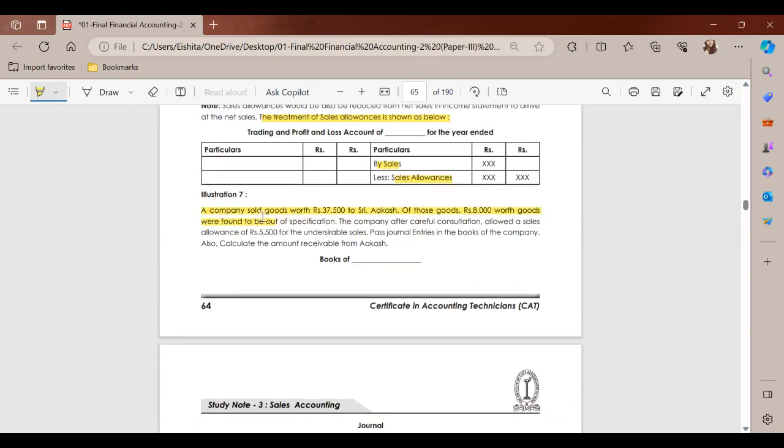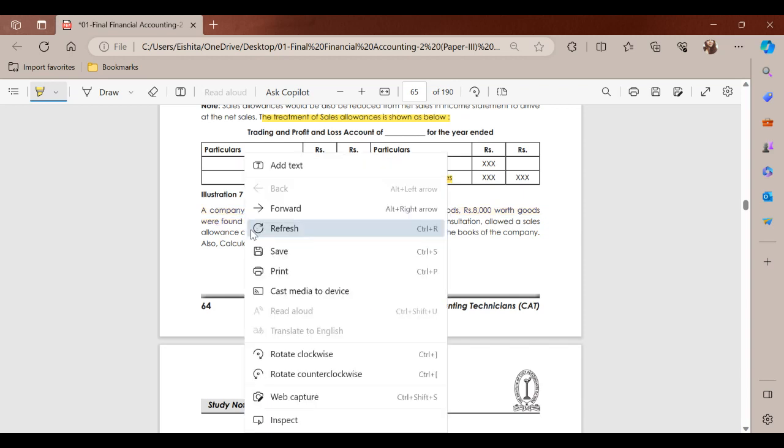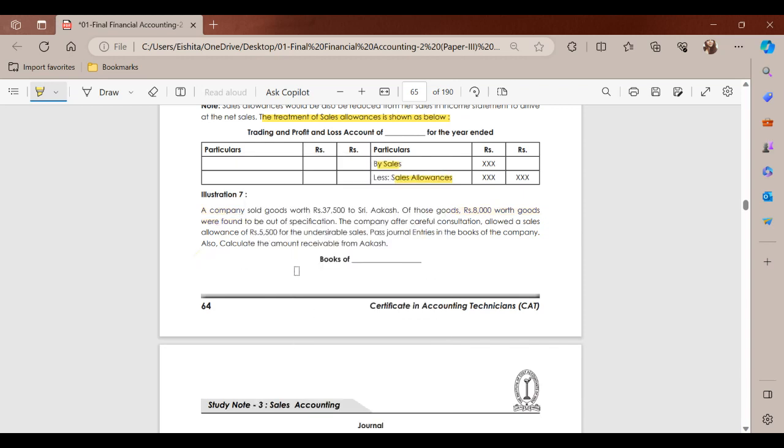So the question is: a company sold goods worth 37,500 to Shri Akash. Of these goods, rupees 8,000 worth of goods were found to be out of specification. The company, after careful consultation, allowed a sales allowance of 5,500 for the undesired sales. Pass the journal entry in the books of the company and also calculate the amount receivable from Akash.